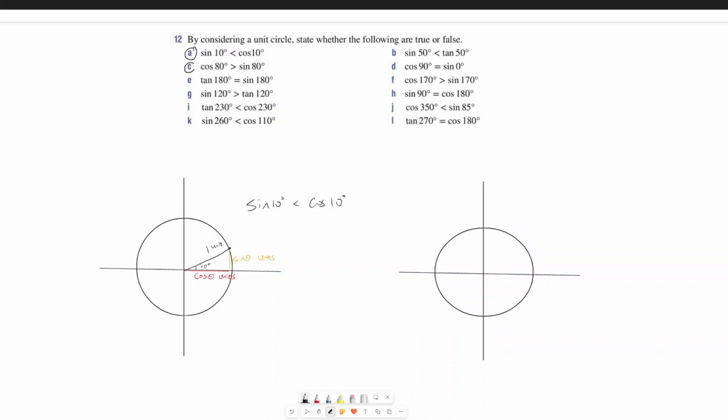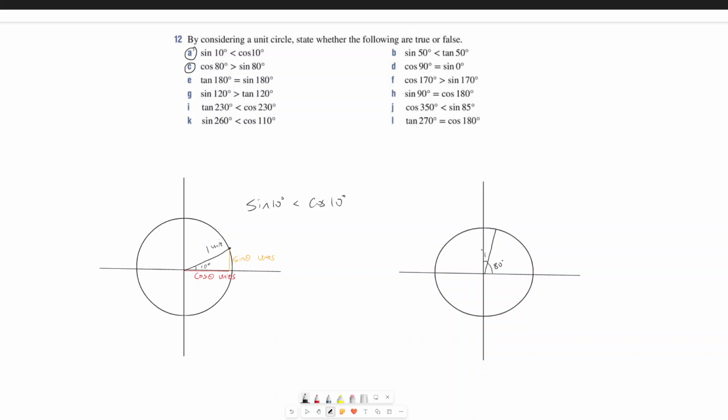Cos 80 is greater than sine 80. We'll do the same thing. 80 degrees. If you think back to your quadrants, 80 degrees is going to stay in the first quadrant and it's going to be here. So this is 80 here, and just for completion's sake, this here is going to be 10 degrees. So what's happening is you actually just have the same triangle as here, except it's flipped up to the y-axis.